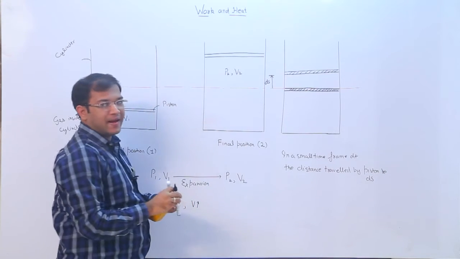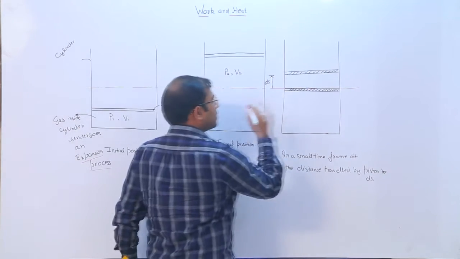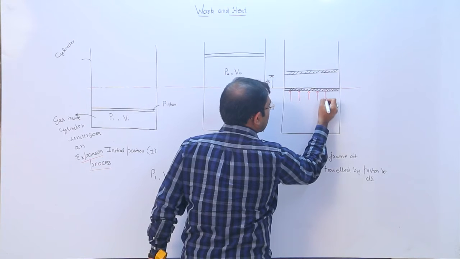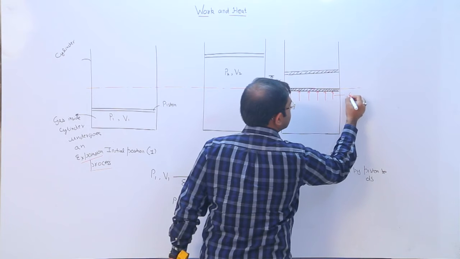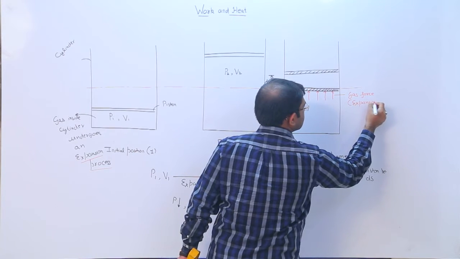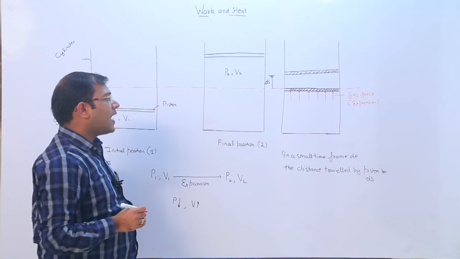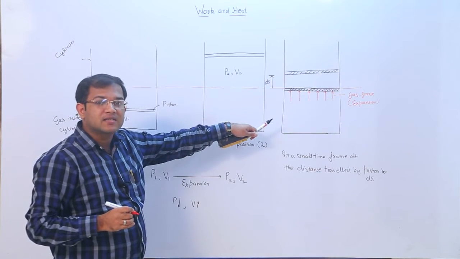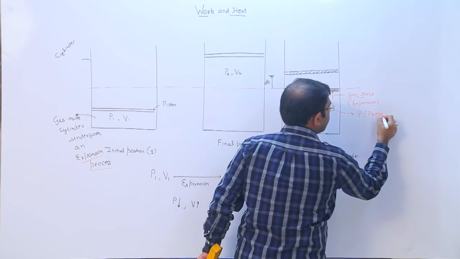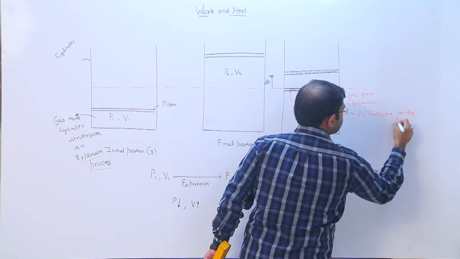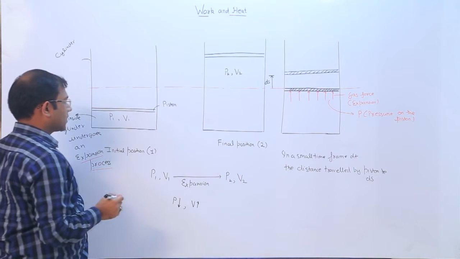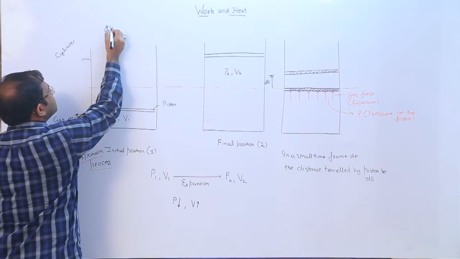Now when it is expanding, when the gases are expanding, there might be some force acting on the piston, and this force is nothing but the gas force, and this is developed due to expansion. Is it okay? Fine. And the pressure exerted at this point on the piston surface be P. P is nothing but the pressure on the piston. Is it okay?